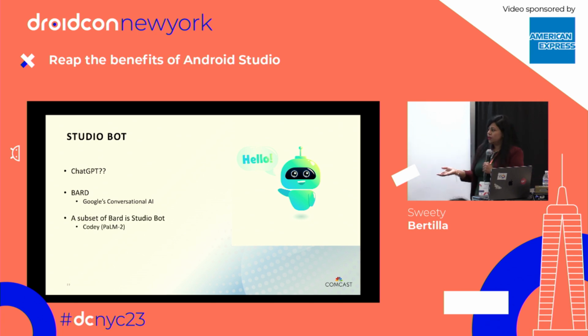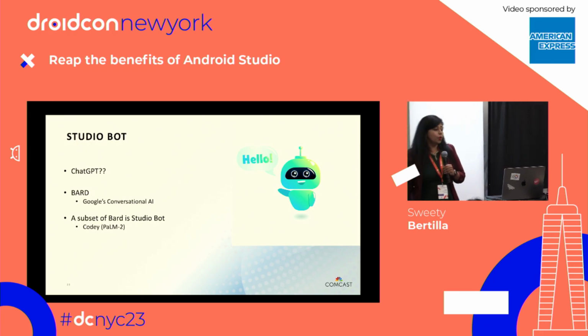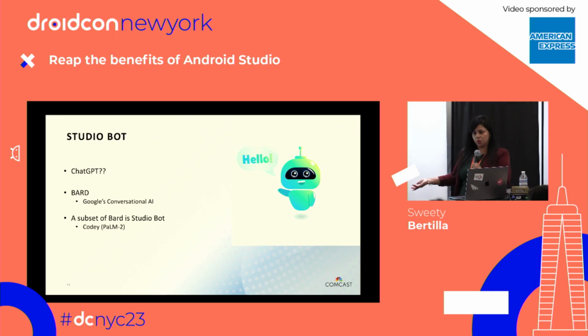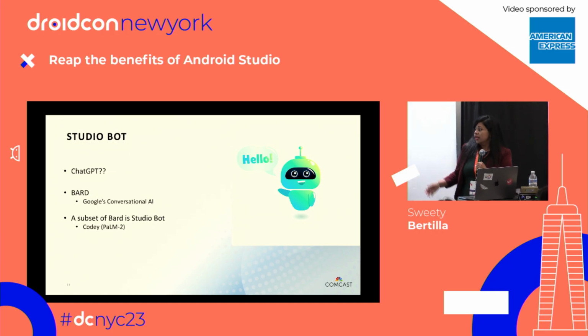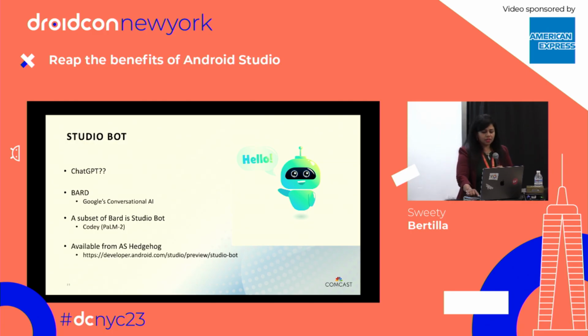So what is StudioBot? It is a subset of Bard, the technical term is Cody. It uses the Pathways Language Model 2, the latest one, to do that. So it is a coding companion. If you have any coding questions, it's going to help you answer them. It's only available in Hedgehog. Is Hedgehog released? No, right? It's still Flamingo, so Hedgehog is in preview. So you have to install the Android Studio preview to see it.